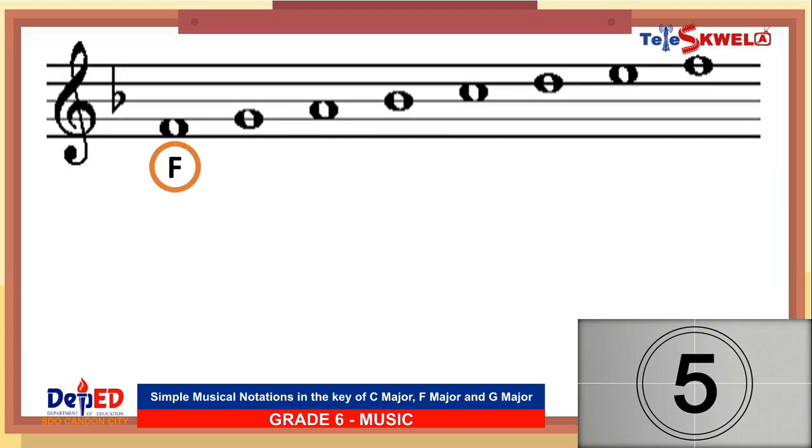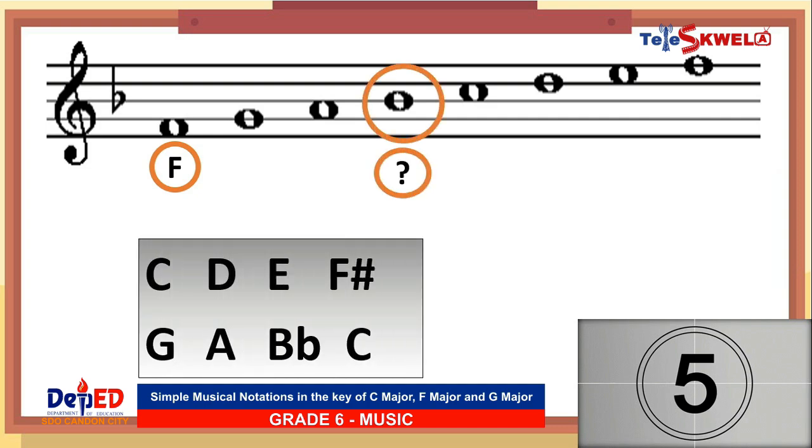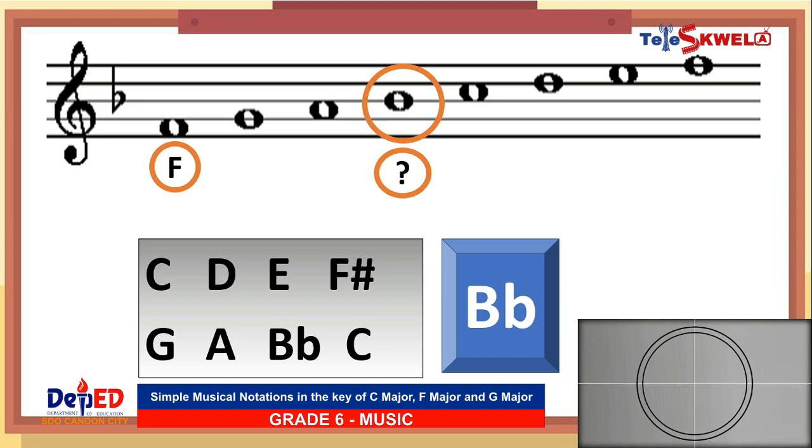If that is F, how about that one? Again, the choices are C, D, E, F sharp, G, A, B flat, and C. Timer starts now. And the answer is B flat.